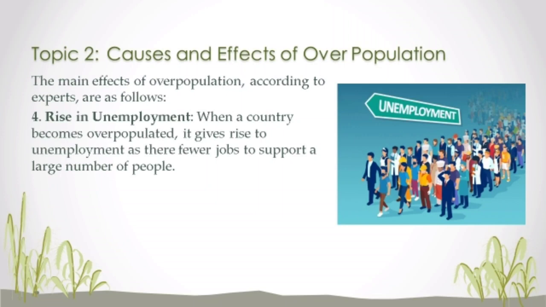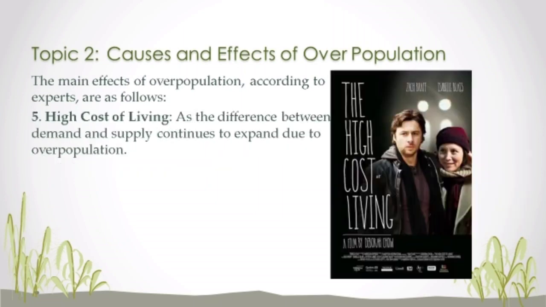The fifth and the last of the main effects of overpopulation is the high cost of living. As the difference between demand and supply continues to expand because of overpopulation, the prices of various commodities, including food, shelter, and healthcare, rise. So these are the causes and effects of overpopulation.